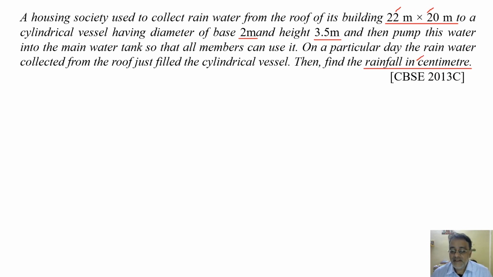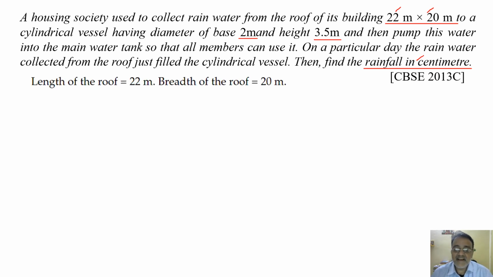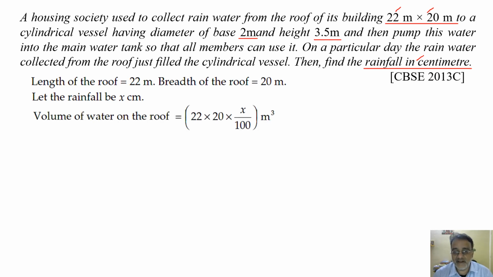Yes, sir. ठीक है, तो length of the roof is given 22 meter and breadth is given 20 meter. Right, let the rainfall be x centimeter. So volume of water on the roof will be L into B into H. 22 into 20 into x is centimeter, तो x upon 100 लिखेंगे. So 20 100 को 20 से डिवाइड कर सकते हैं ना. So 22x upon 5 is the volume of water on the roof.